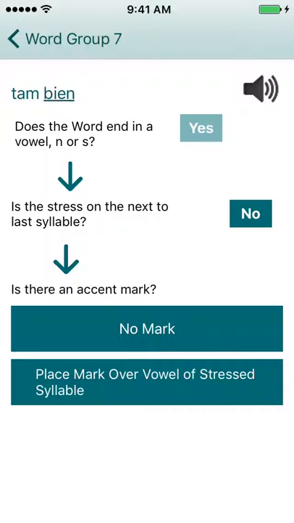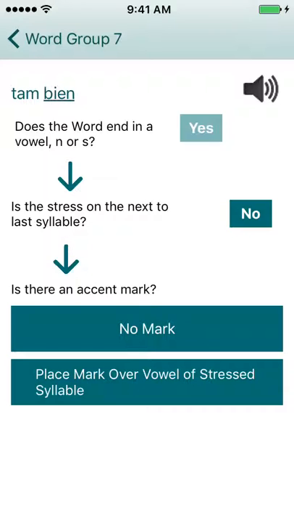We're going to look at an app that teaches you to apply the rules for marking accent marks on words in Spanish. This app is called Accent Marker, and we've already plugged into a particular word group, and we're going to look at how the rules for marking accent marks are incorporated into this app.